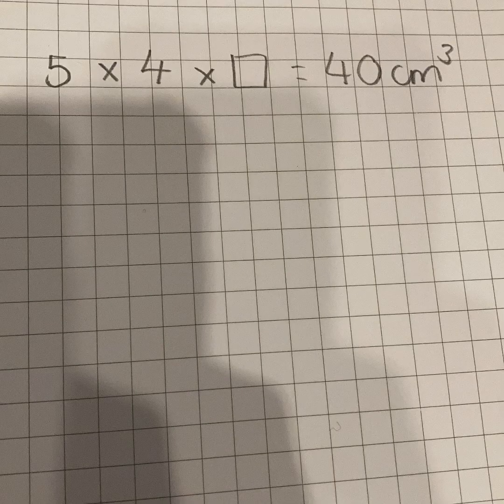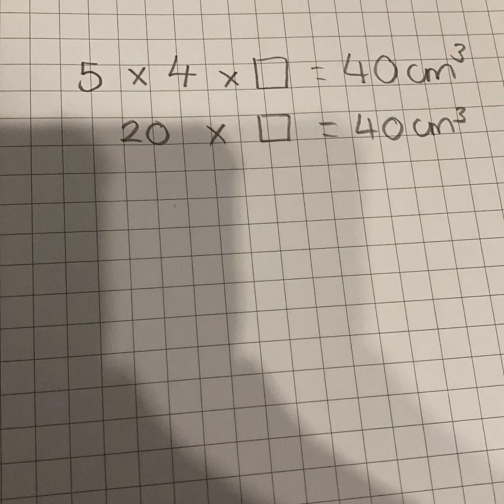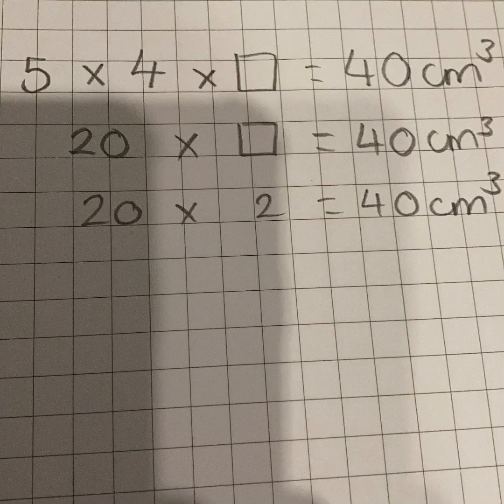So here it is written down. What would go in that missing box? So if I do the first bit of the question, 5 times 4 is 20. So 20 times something is 40. It would be 20 times 2. So the missing height must be 2 centimetres because 5 times 4 times 2 would make 40 centimetres cubed.